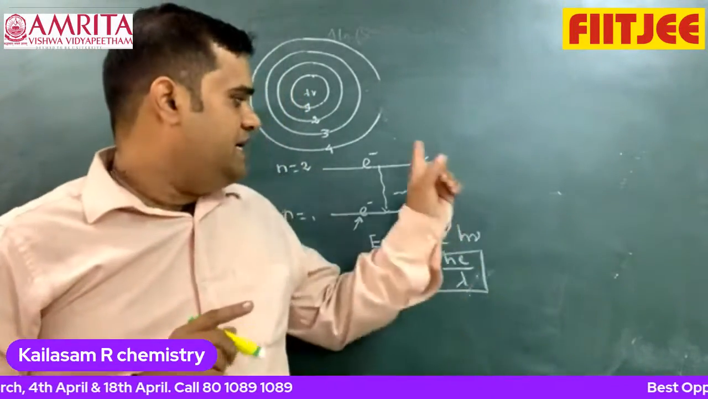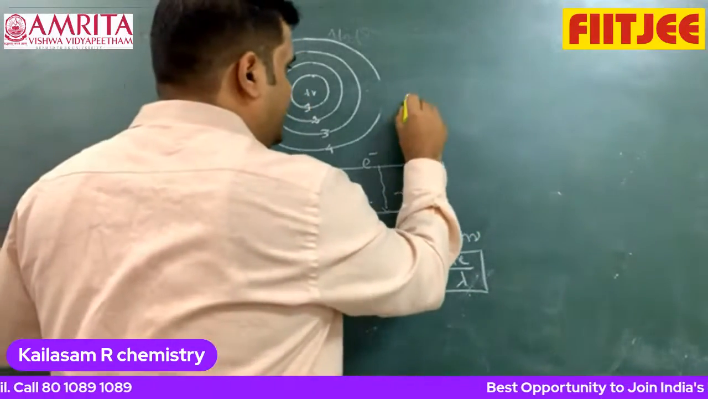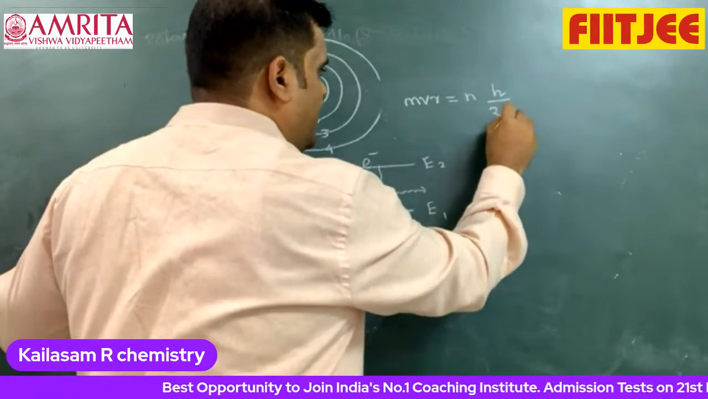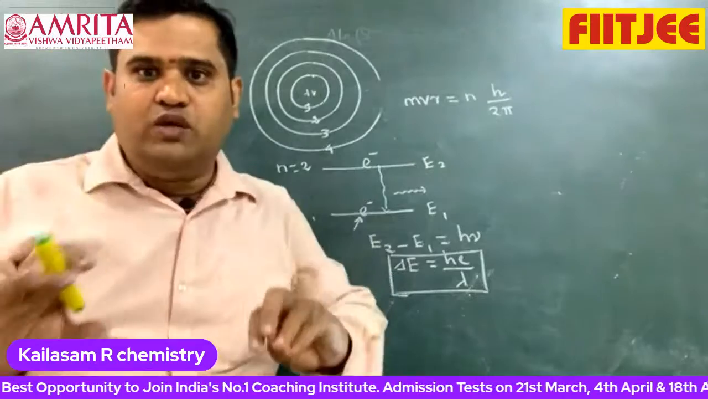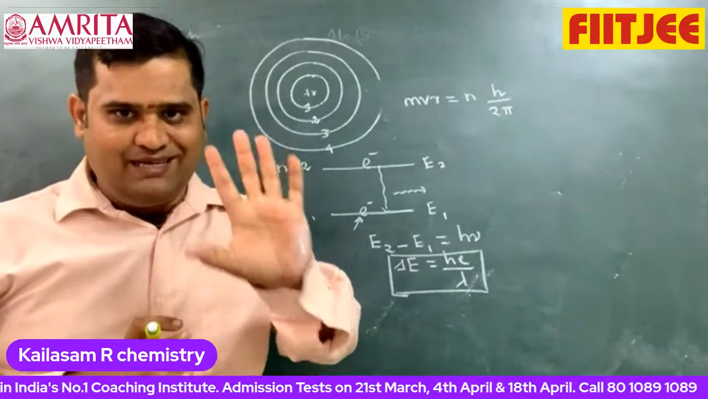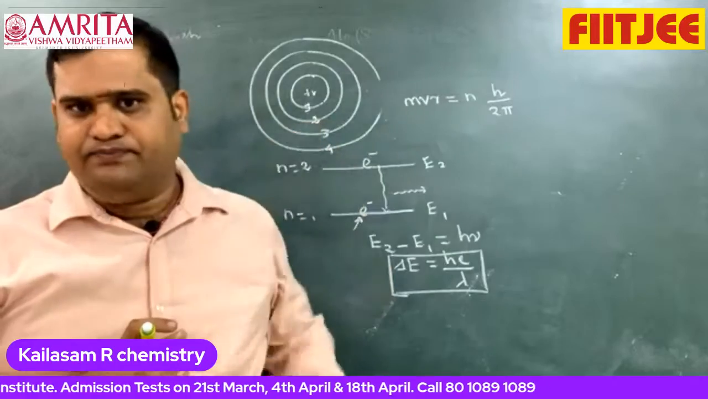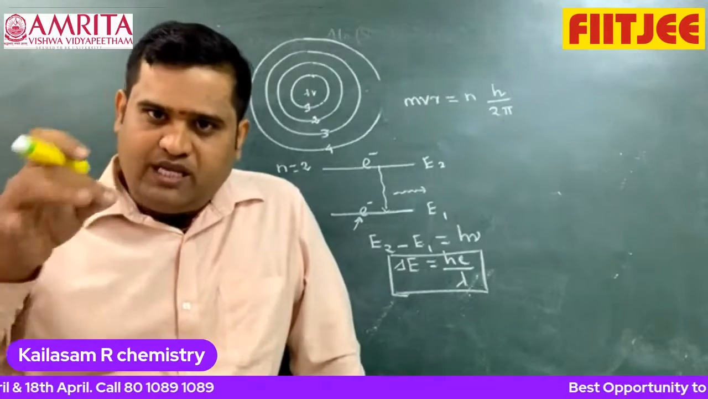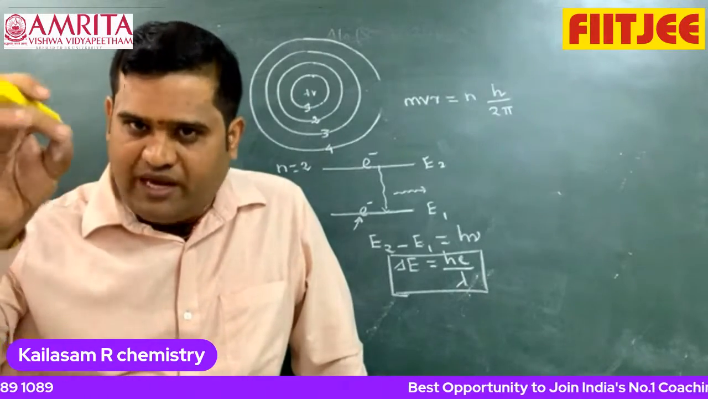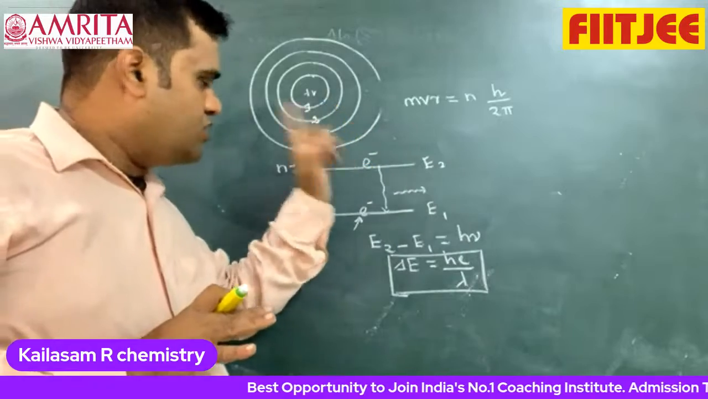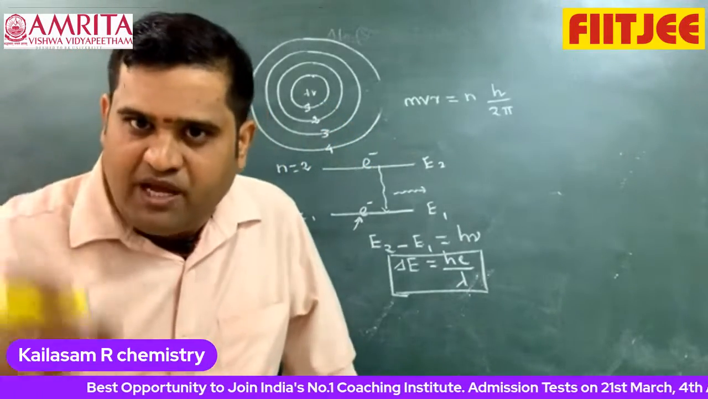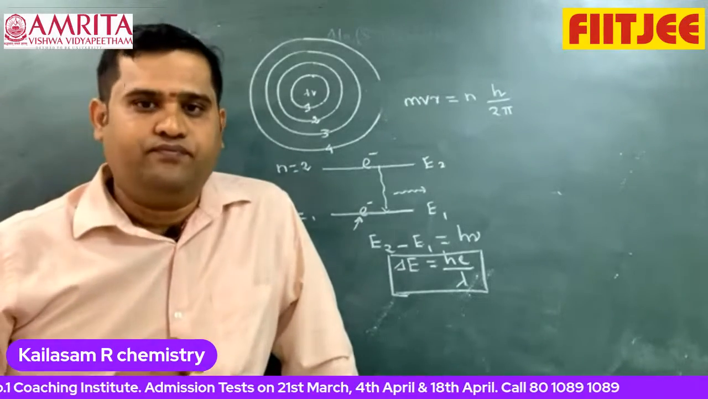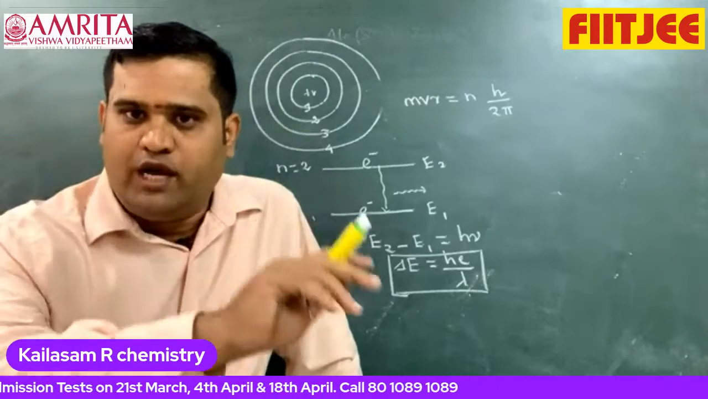Another important point, I want to repeat three points. MVR is equal to nh by 2 pi. Listen carefully. What are all the postulates of Bohr's theory? Point number 1: he said it's a hydrogen-like species, hydrogen atom. The electron revolves around the nucleus in a circular path called an orbit. Each orbit is associated with some amount of energy. In those orbits, electrons revolve, and they never absorb or emit radiation. Therefore, the energy of the orbit remains constant, and electrons do not fall onto the nucleus.